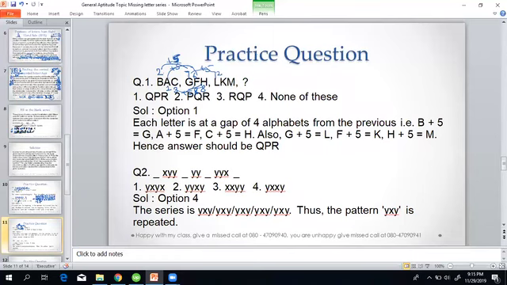So 12 plus 5 means the first letter should have to be the 17th position. 11 plus 5 should have to be the 16th position and 13 plus 5 should have to be at the 18th position. Okay, so at the 17th position, the letter is Q. So QPR. The option first is the answer.